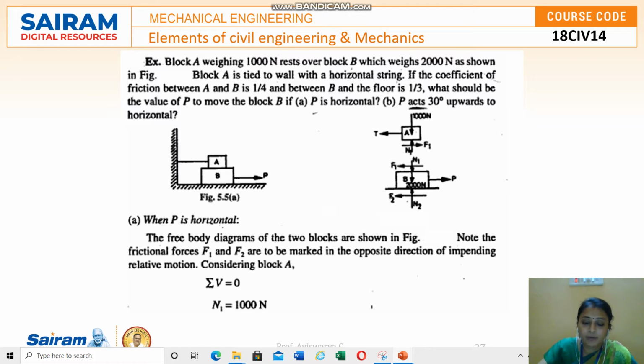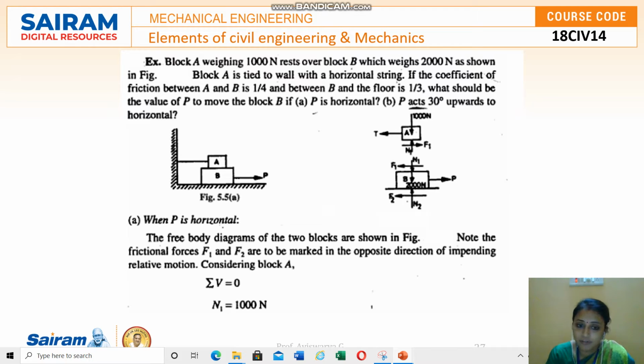Hello everyone. In my previous video, I taught you what is meant by a free body diagram. Let me read the question here. Two blocks are kept one over another, block A and block B. Block A is tied to a horizontal string, and one external force is acting on block B. Block A is 1000 Newton and block B is 2000 Newton. The coefficient of friction between blocks A and B is 1/4, and between B and the floor it is 1/3. They have asked two questions.